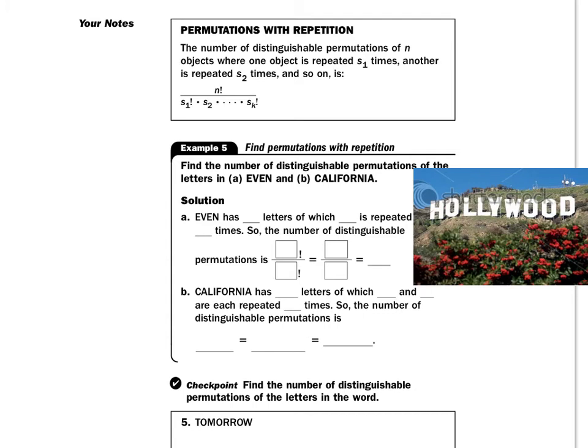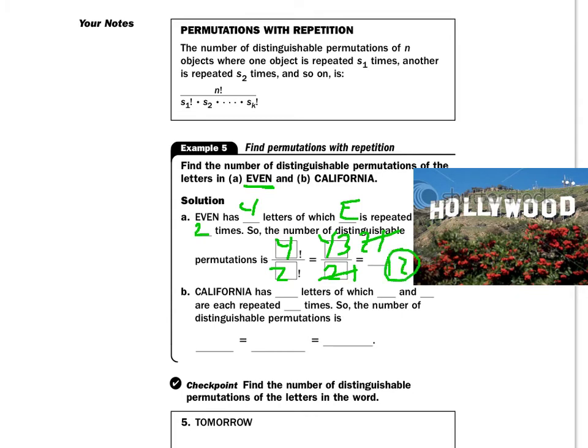Find the number of distinguishable permutations of letters in something like even. If I'm doing the word even, there's 4 letters in even, in which the letter E is repeated 2 times. So the number of distinguishable permutations is going to be 4, because that's how many letters it has, over 2 factorial, the number of times it's repeated. Now remember, 4 factorial means 4 times 3 times 2 times 1, and 2 factorial means 2 times 1. So if I take a 2 times 1 off top and bottom, the answer ends up being 12.